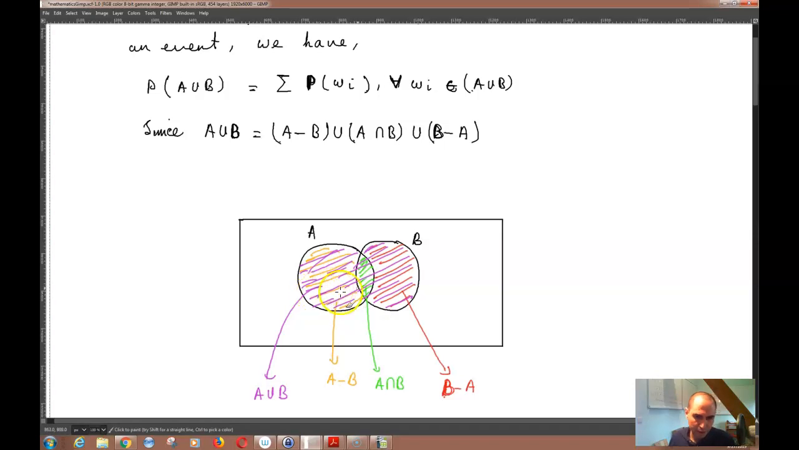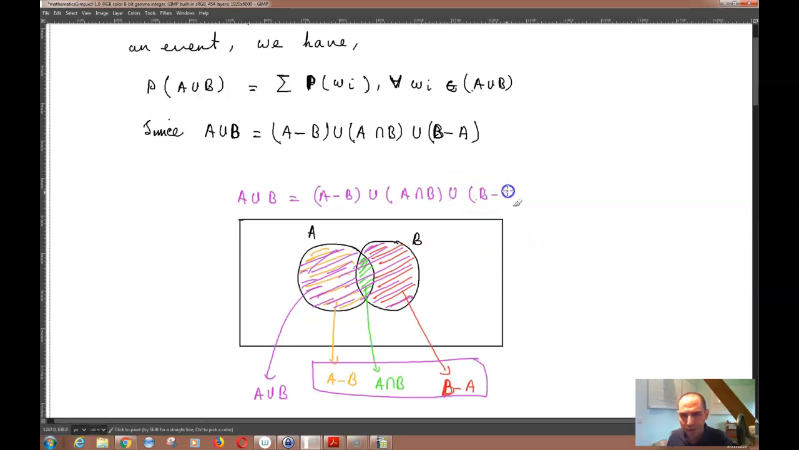So as you can see, A union B is the same thing as the union of all of these three things, which is A minus B, union with A intersection B, union with B minus A. And so that's basically what we have written here. So that's basically what that means.